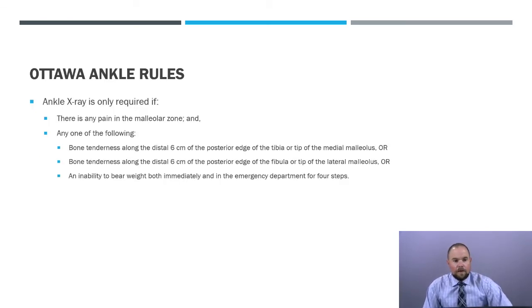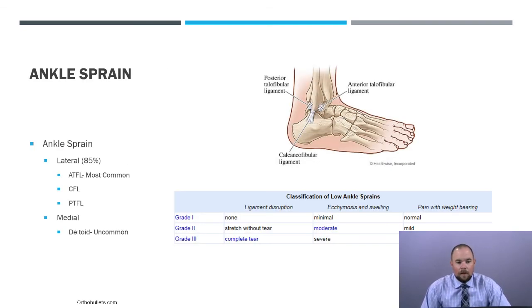I'm sure we all remember these, the Ottawa ankle rules. If you get the indications for x-ray, so if there's pain in the medial or lateral malleolus, and you have any bony tenderness over those areas, and you're unable to bear weight immediately or in the emergency department, x-rays would be indicated.